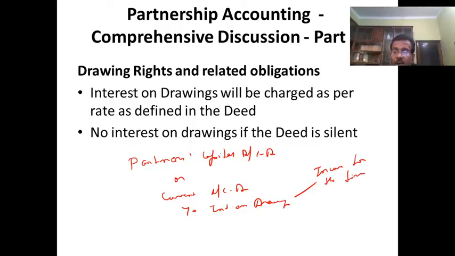So the basic premise is that wherever the deed is silent on a particular matter, you have to refer to the Partnership Act and follow it, okay, and take the steps mentioned over there. Now, for interest on drawings, the Partnership Act is silent. It has not said anything about it. So if it has not said anything about it, and if your deed is not mentioning the interest on drawings, then no interest on drawings. Simple.